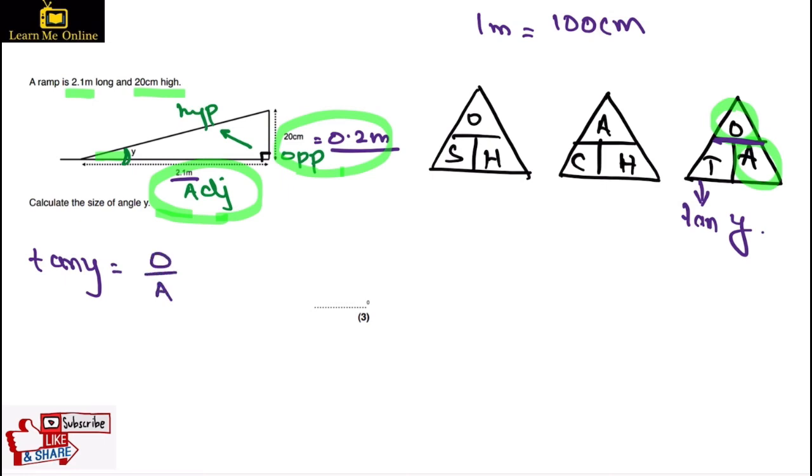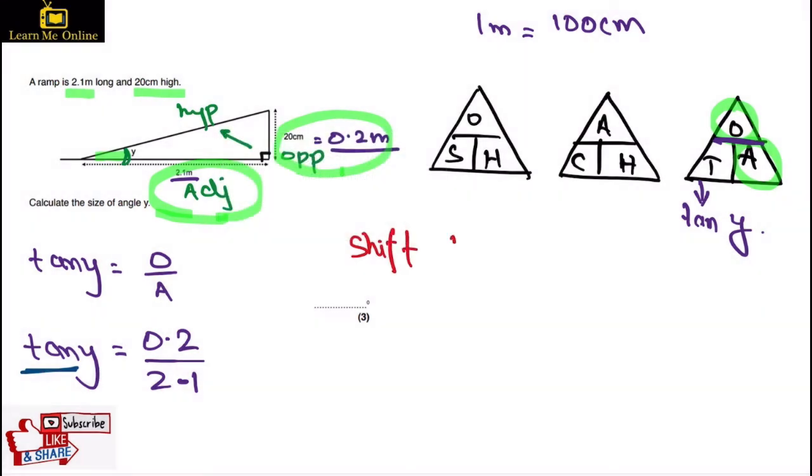Then we're going to write down tan y equals, the opposite is 0.2, the adjacent is 2.1. Remember that because we are finding the y value and this is a tan y given, it means we need to take this tan to the other side. To do that, you press the shift button and then tan on your calculator, and that would give you tan inverse.